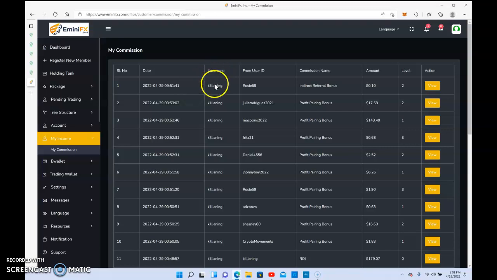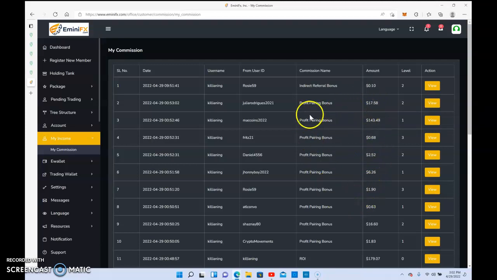the profit sharing. What I like about this. After you get a lot of platforms, after you actually get the referral from someone coming in, that's the end of it. It's a one-time payment. What I like about what EminiFX is you get paid every week. Every week you get profits. You get a profit pairing bonus based off of what they came in with.